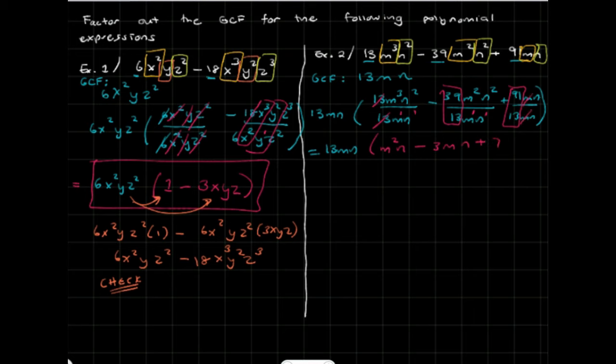m divided by m is 1. n divided by n is 1. Okay, so we just have 7. And this is basically your fully factored expression. You can check this by expanding this out. I'll let you guys do that. But that's basically how you can factor out the greatest common factor for polynomials.